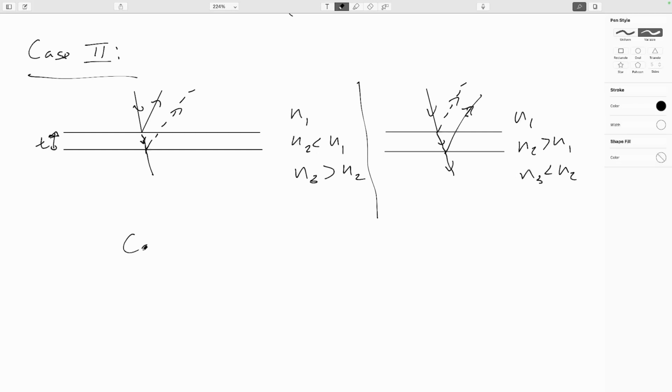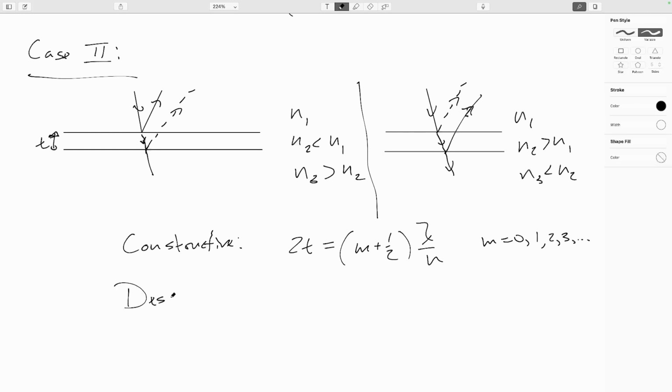So in these case 2 situations, constructive interference will happen when the round trip distance is m plus a half times the wavelength in the medium, in the thin film, so lambda over the index of the thin film. And again here, m can be 0, 1, 2, 3, whatever. And for destructive interference, the round trip distance will be an integer number.